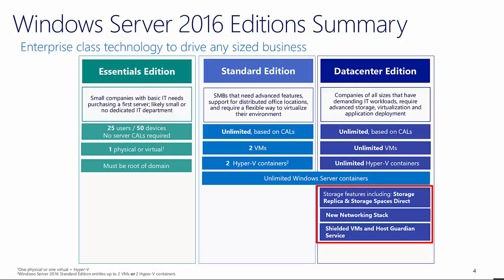But what you'll notice with Data Center Edition is inside of that highlighted red box, you'll see that we've actually got some additional high-end features that are available once again as Data Center only features. So these include some of the headline features such as Storage Replica, Storage Spaces Direct, some of the new virtual machine protection technologies, as well as the new overarching networking stack that's been scaled down from Azure to on-prem environments.